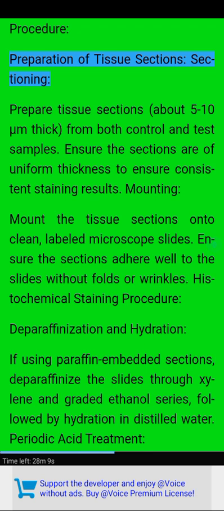Procedure. Preparation of tissue sections, sectioning. Prepare tissue sections about 5 to 10 micrometers thick from both control and test samples. Ensure the sections are of uniform thickness to ensure consistent staining results. Mounting. Mount the tissue sections onto clean, labeled microscope slides. Ensure the sections adhere well to the slides without folds or wrinkles. Histochemical staining procedure.